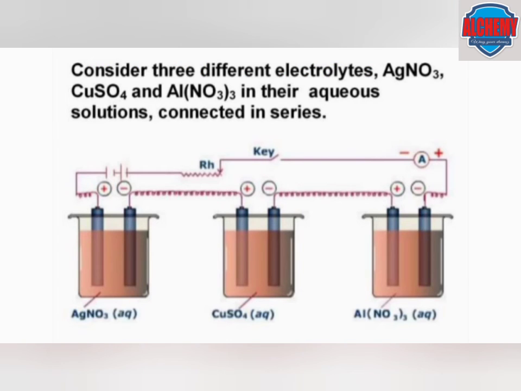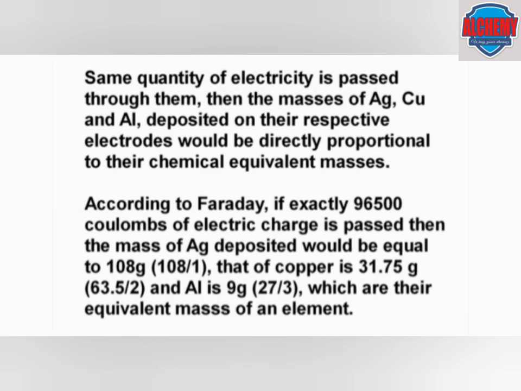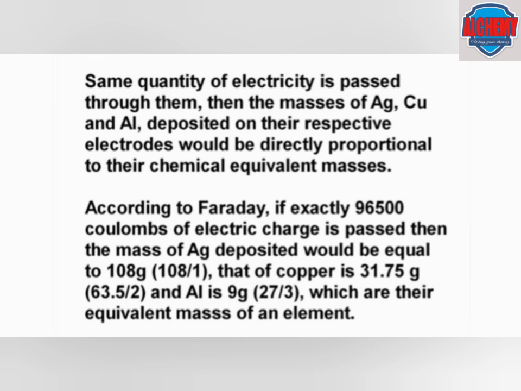Consider three different electrolytes, silver nitrate, copper sulfate and aluminum nitrate in their aqueous solutions connected in series. The same quantity of electricity is passed through them. Then the masses of silver, copper and aluminum deposited on their respective electrodes would be directly proportional to their chemical equivalent masses. According to Faraday, if exactly 96,500 coulombs of electric charge is passed through the electrolyte, then the mass of silver deposited would be 108 gram, that of copper 31.75 gram, and of aluminum 9 gram, which are their equivalent masses of the elements.